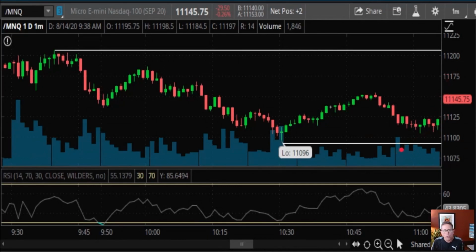So where would you put your stop? You'd put your stop right under the 1196. So basically what I would do is I'd put it at 1190, place that trade in this area here, and your stop would be at 1190.